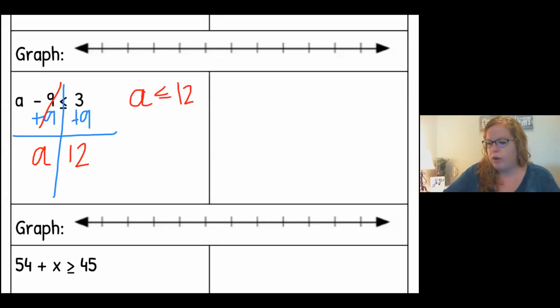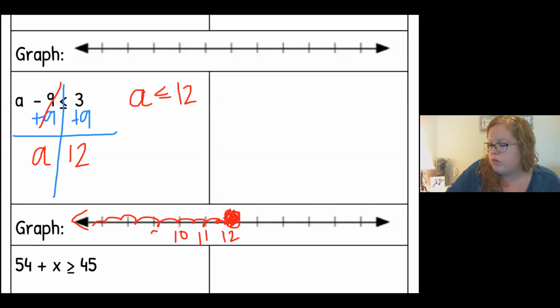Now the only reason the sign matters is because you're going to shade this one in. So I'm going to put a 12, and I'm going to circle it and color it in because 12 can be included in our problem. So I might use 12 to check my answer. And then we know that it could be any number less than this, so I'm going to shade this direction. And I forgot to add my numbers, which you could do. Just add a couple on each side.